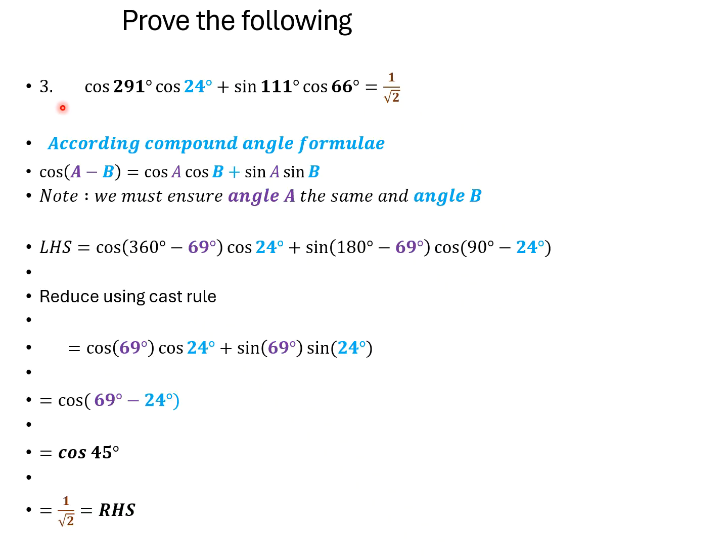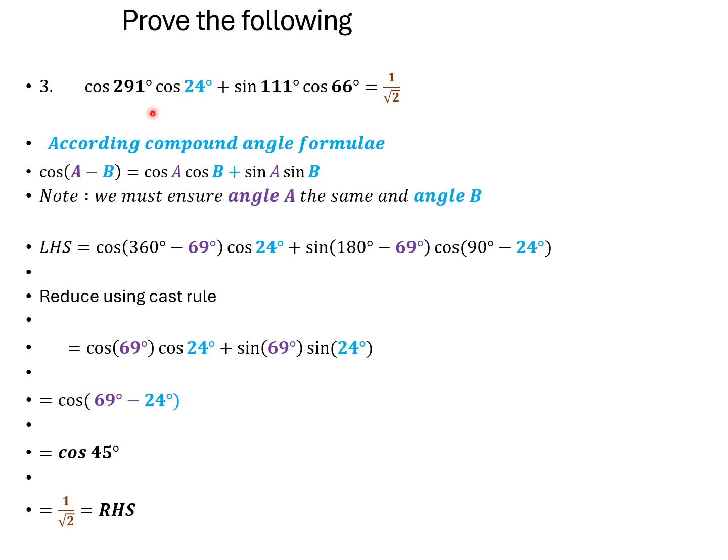So now number 3, they gave me cos 291, cos 24, plus sine 111, cos 66, equals 1 over square root 2. So again, when I'm done reducing this, I'm going to end up with either sine 45 or cos 45, because sine 45 and cos 45 are 1 over square root 2.